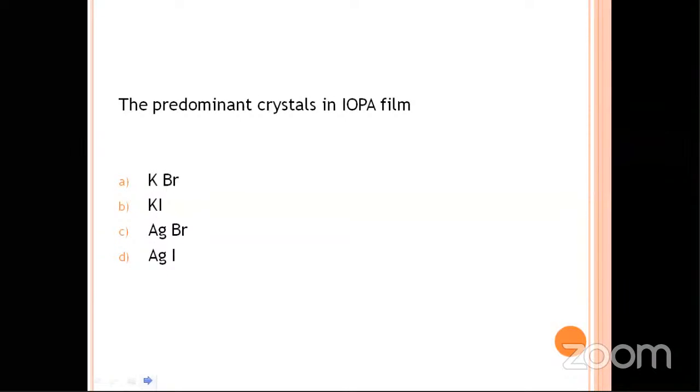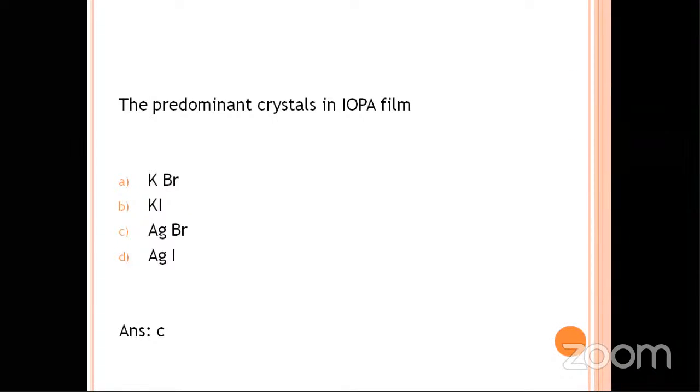The predominant crystals in the IOPA film. Here the question is the predominant crystals in the emulsion part of the film: potassium bromide, potassium iodide, silver bromide, silver iodide. So the option is silver bromide. These are all some of the direct questions.